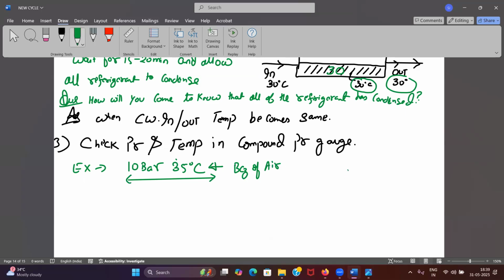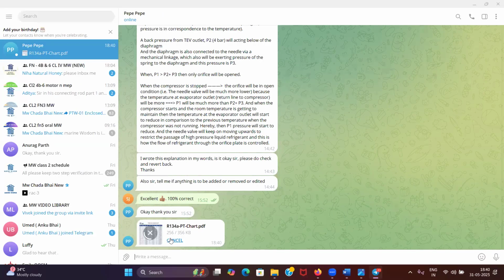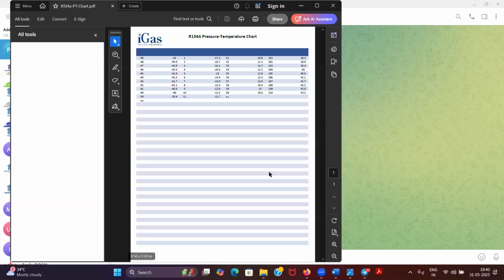नाउ व्हाट यू डू, यू ओपन द पीटी चार्ट। पीटी चार्ट खोलो, पीटी चार्ट भेजा नहीं यार आपने? सर भेज दिया मैंने। टेलीग्राम पे दोबारा भेज दो। पीटी चार्ट, ओके। पीटी चार्ट इज सैचुरेशन प्रेशर एंड सैचुरेशन टेम्परेचर का एक ग्राफ रहता है फॉर द रेफ्रिजरेंट, ओके। Here it will be given for 5 bar how much temperature will be there, let us say 5 bar, 10 bar. Okay, let me open this one.